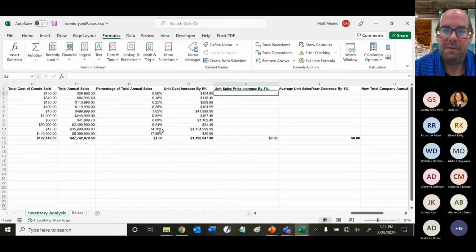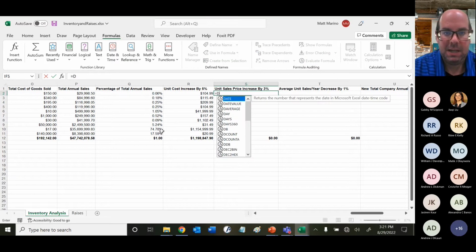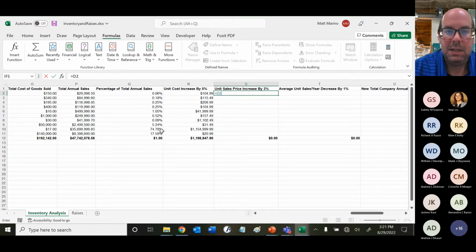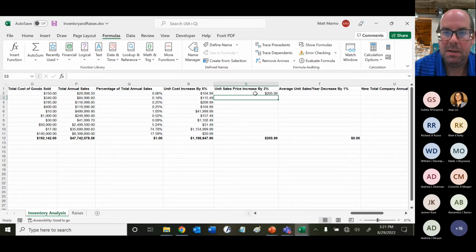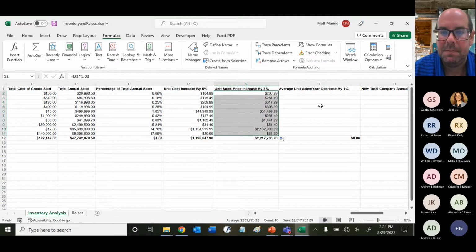So here for unit sales price increased by 3%. Our unit sales price is back in column D. So we do D2 times 1.03, which is our 3% increase. So when you have that formula set up, you then autofill everything down, does the other 9 for us.